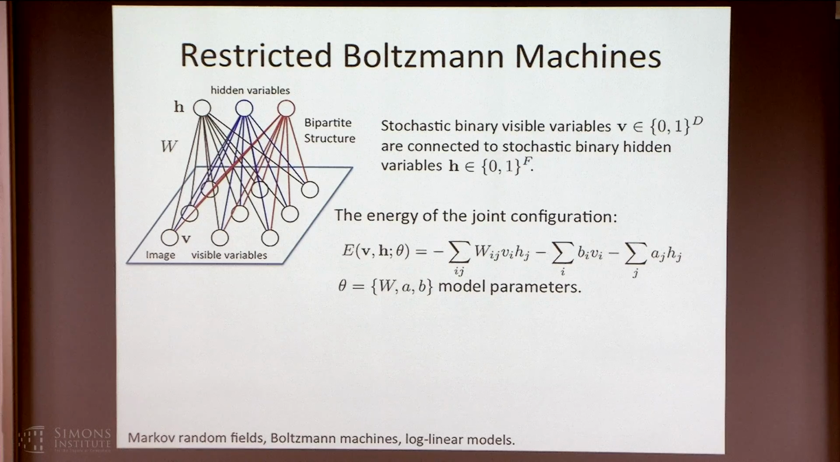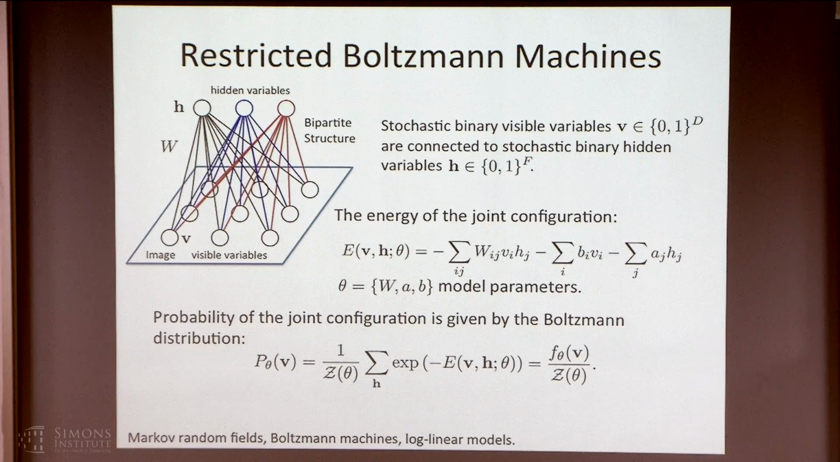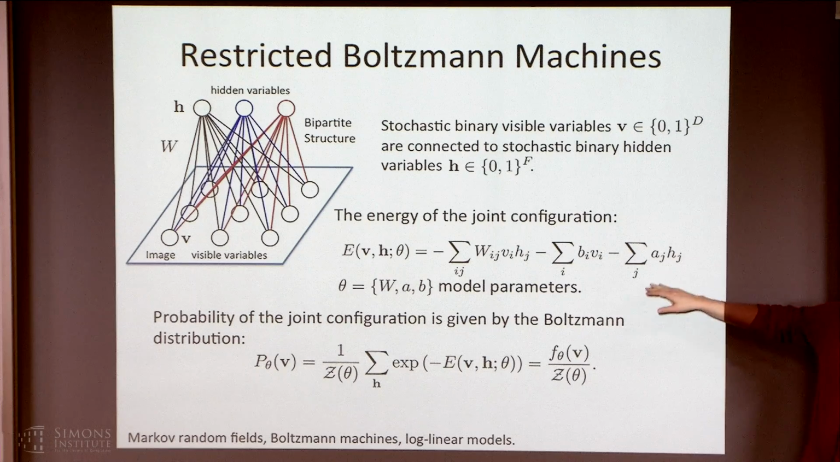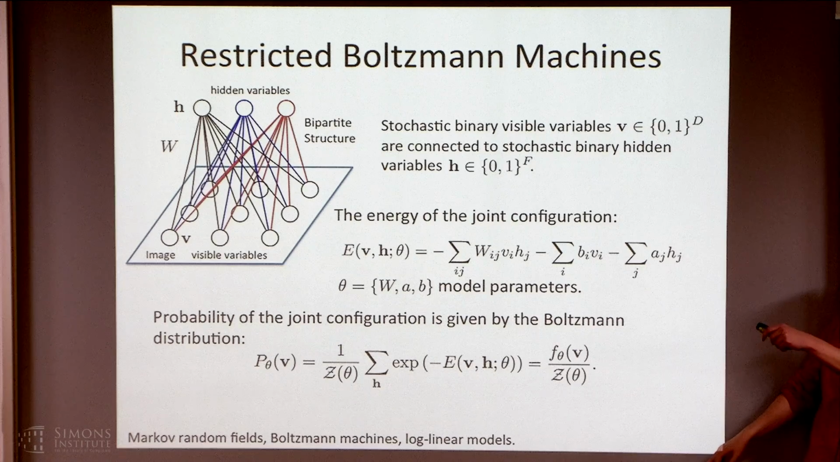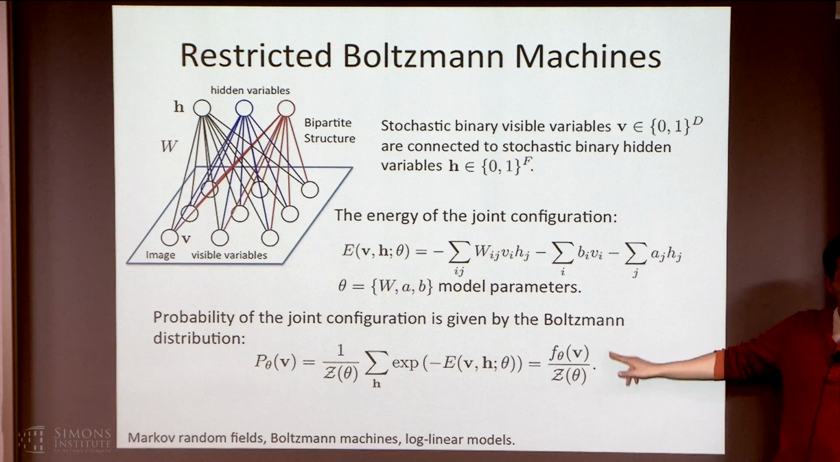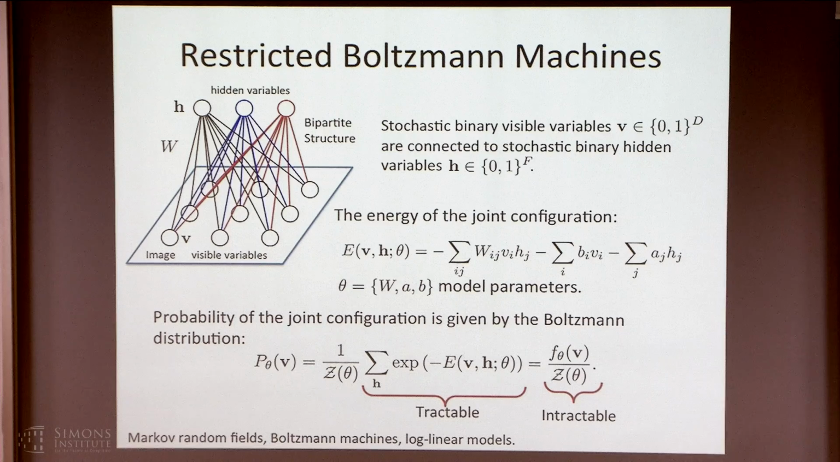So in the class of restricted Boltzmann machines, you can define the energy, you can define the probability of the input, you can sum over the states of the hidden variables, you can do this sum explicitly. So this term is tractable and the partition function is intractable.